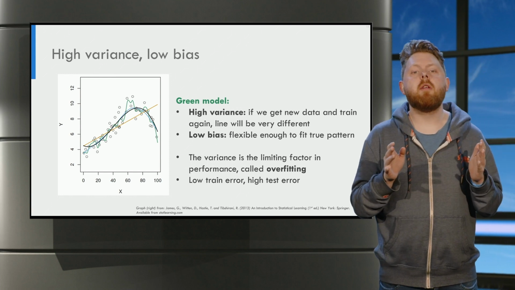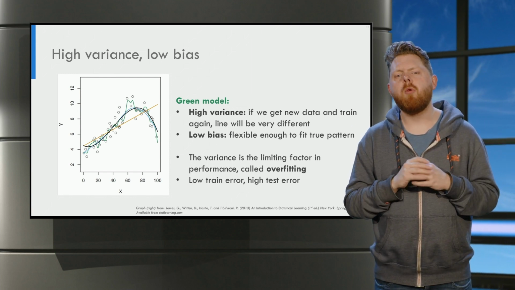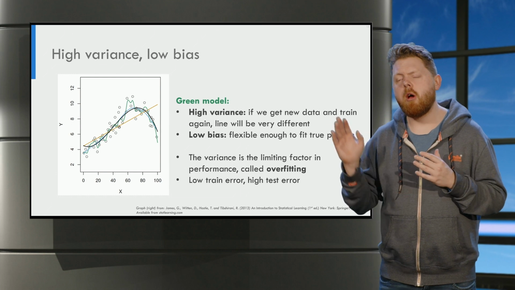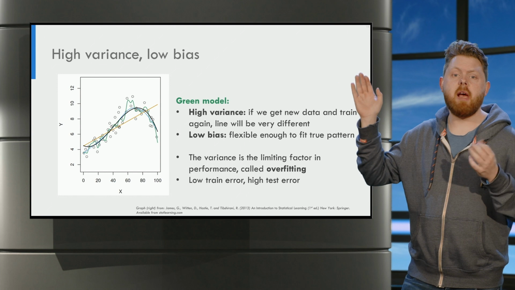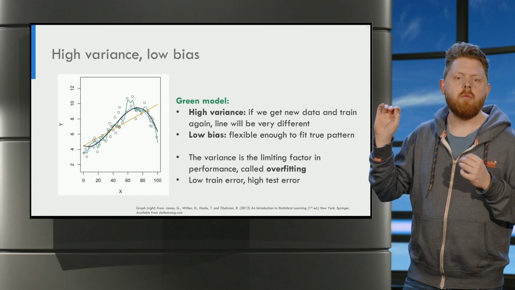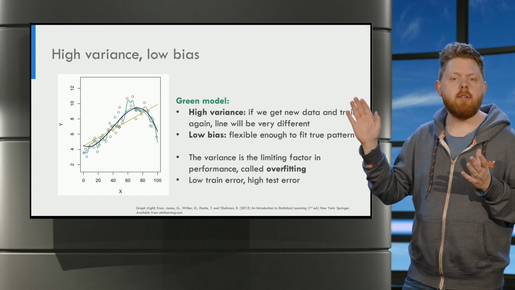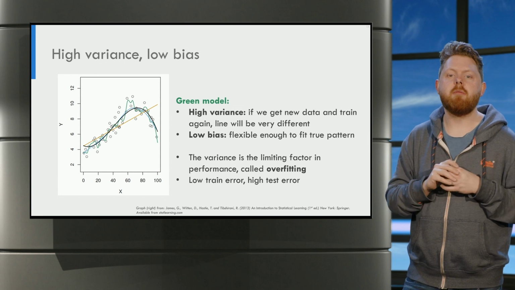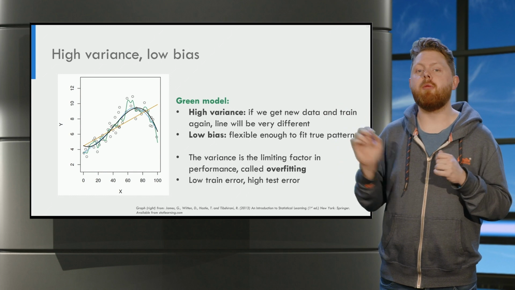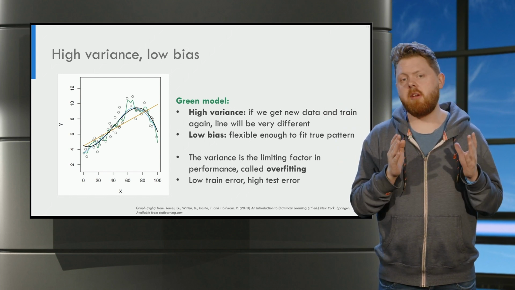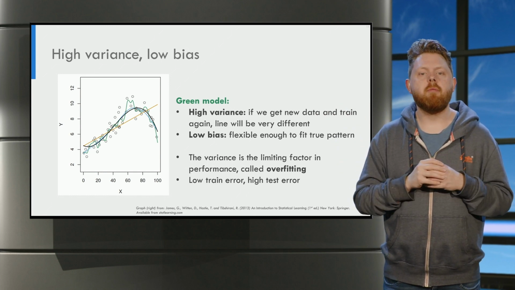On the other hand, the bias is small. Why? Well, you can see this model is flexible enough to fit the true pattern, the black line. So green has a low bias and it has a high variance. In this case, the variance is the limiting factor in the performance. This case is called overfitting.